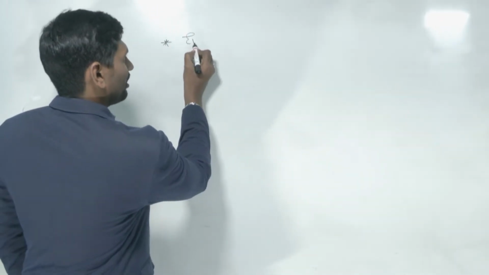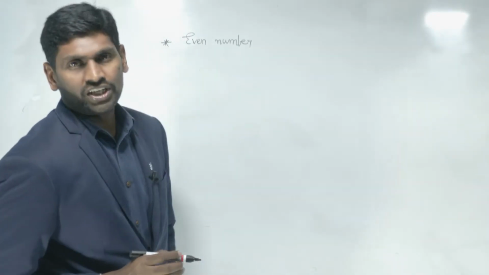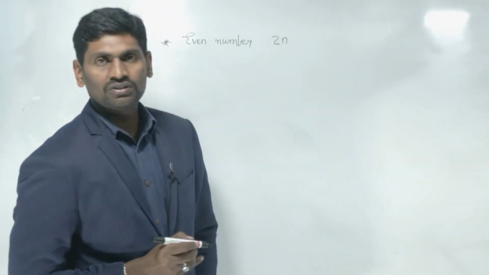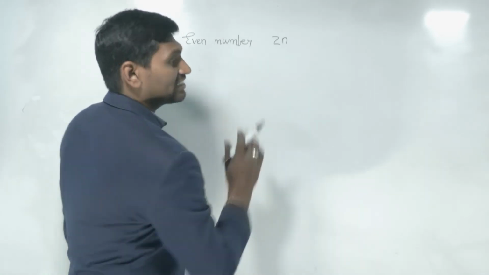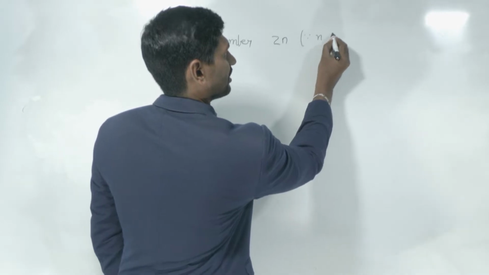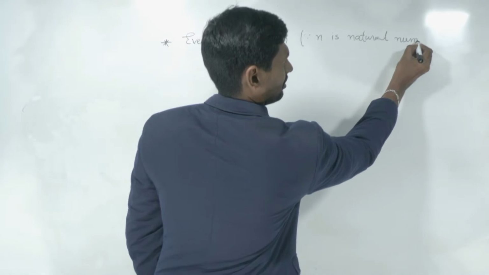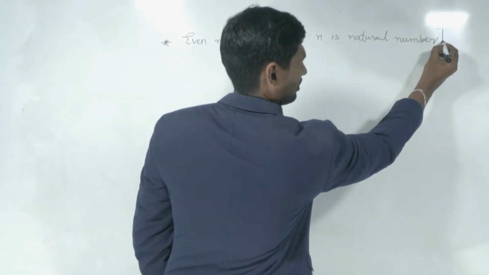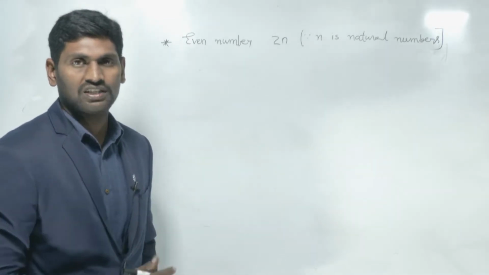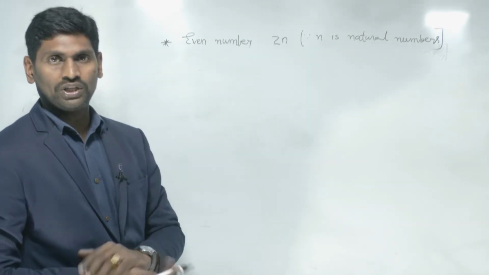Now every even number is in the form of 2n, where n is a natural number. And a set of natural numbers. You know natural numbers, right? Counting numbers are called natural numbers. Okay, very good. So every even number is in the form of 2n.